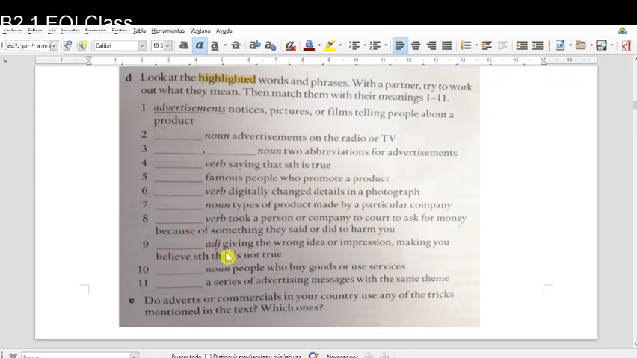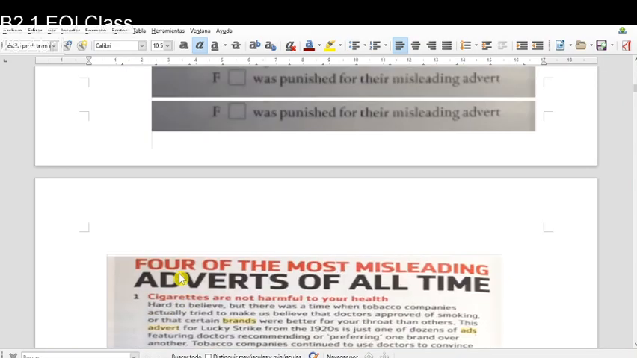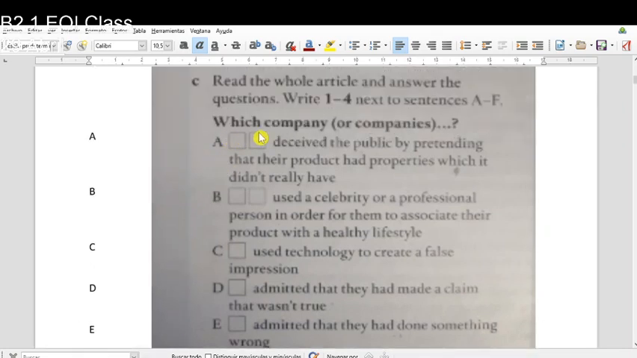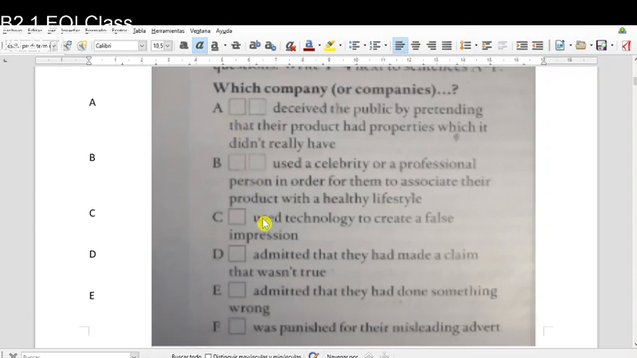Number 9, an adjective. Giving the wrong idea or impression, making you believe something that is not true. And number 10, it's a noun, people who buy goods or use services. And the last one, number 11, a series of advertising messages with the same thing. Then, what do you have to do? I'm going to read aloud the text, and you have to do these exercises matching the highlighted words and phrases, and you have to tell me which company in advert 1, 2, 3, or 4 answer these questions. You understand?